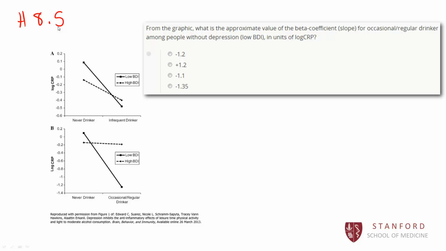The correct answer here is negative 1.35. Where did I get that from? I'm going to go to the graphic for the occasional regular drinkers, and I'm looking for the slope for the people without depression. That's the solid line. Well, that line goes from about a positive 0.1 down to about negative 1.25. So what's the slope? Well, the change in y here, it goes down 1.35.